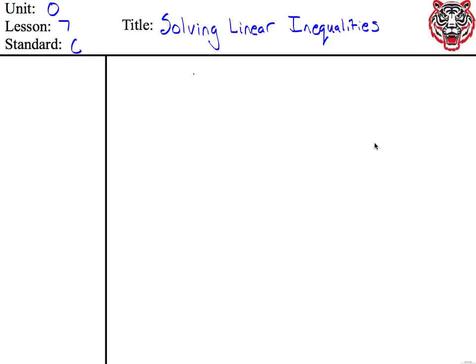All right, this is lesson 0-7. We are on standard C, which is solving linear equations and inequalities.